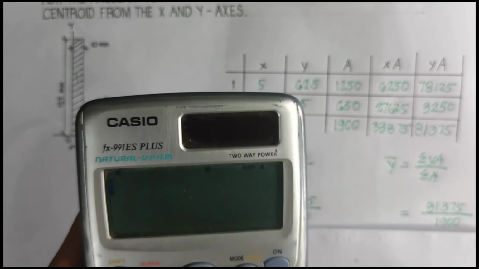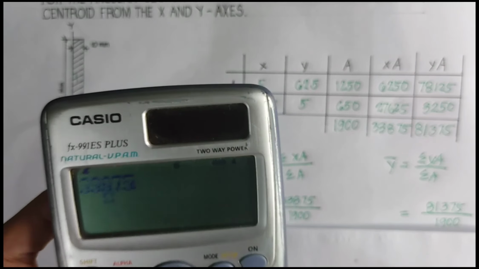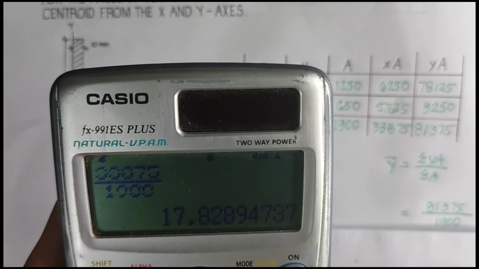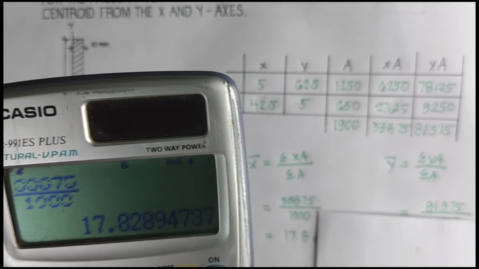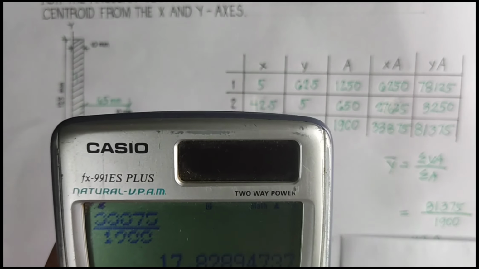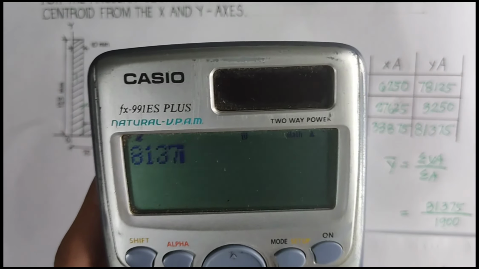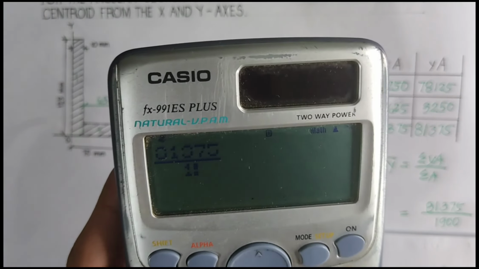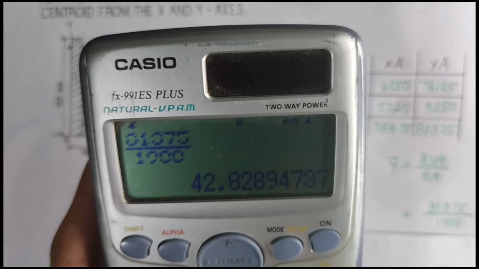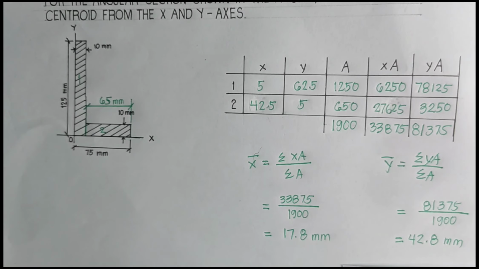So for bar X, we will have 33,875 divided by 1,900. We will have 17.8289, or say 17.8 mm. And for bar Y, we have 81,375 divided by 1,900. It is equal to 42.8289, or say 42.8 mm. And that is our final answer.